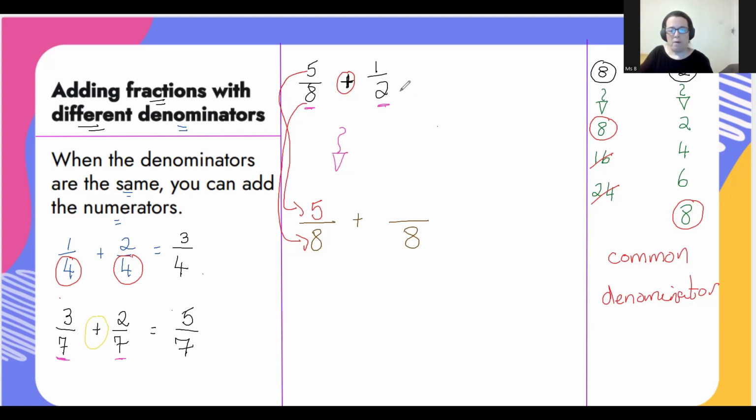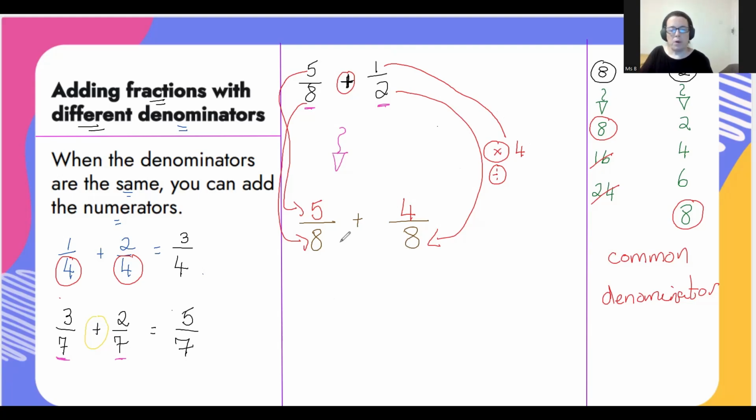I don't need to change this one here. Going over here, however, 2 becomes 8. How did 2 become 8? We need to use multiplication or division. 2 became 8 by multiplying by 4. So therefore, I have to look at my numerator and I have to multiply my numerator by 4. So 4 ones are 4.